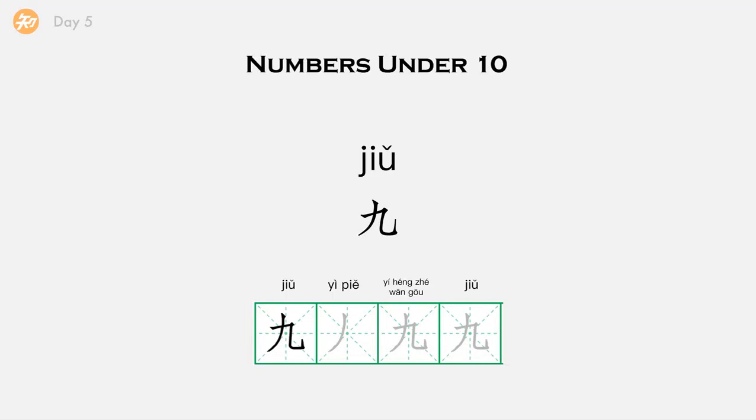The next one is 9, which is also simple. It's called 九. We already met it before. The strokes order is here. Read after me. 九. One more time. 九.